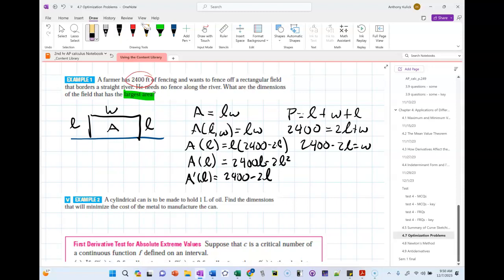Oh, I'm sorry, 4L. Made it like 1 minute before I made a mistake. Not very good. Everybody's still doing all right.